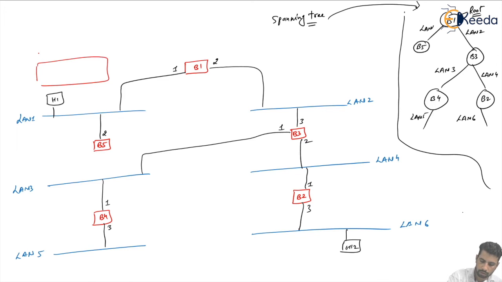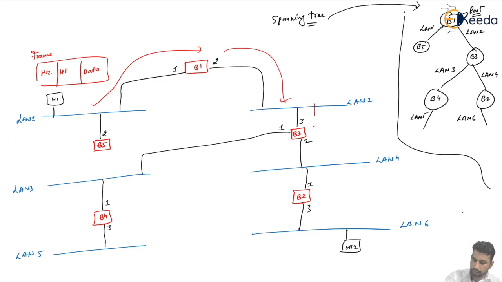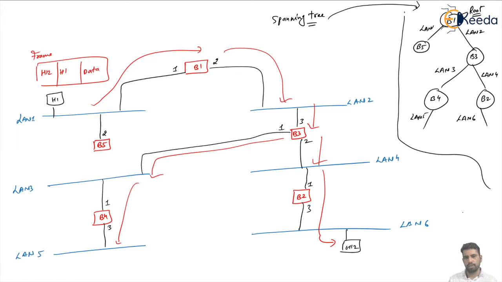This is frame number 1, with the destination address H12 and the source address H1, and the data. This frame will reach here, then pass to here, then here, and finally reach H12. And if this one comes here, then again here, there is no loop that will occur.